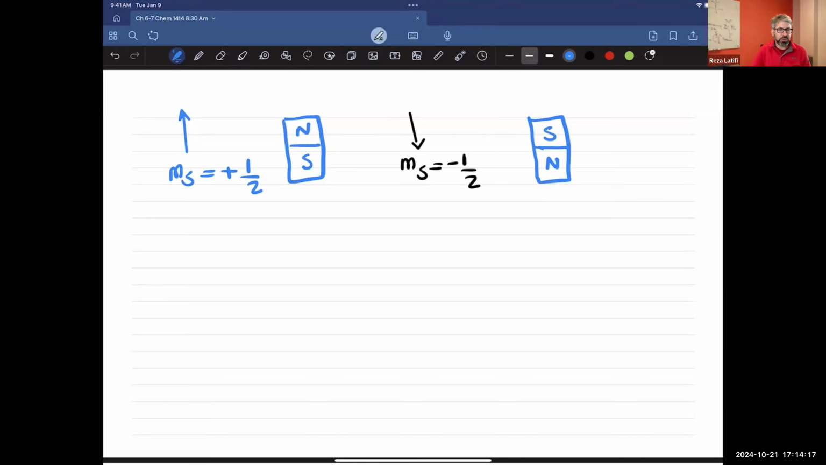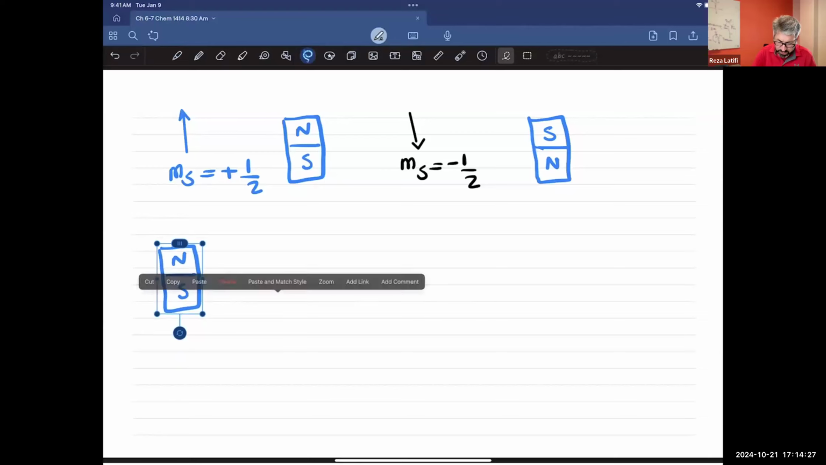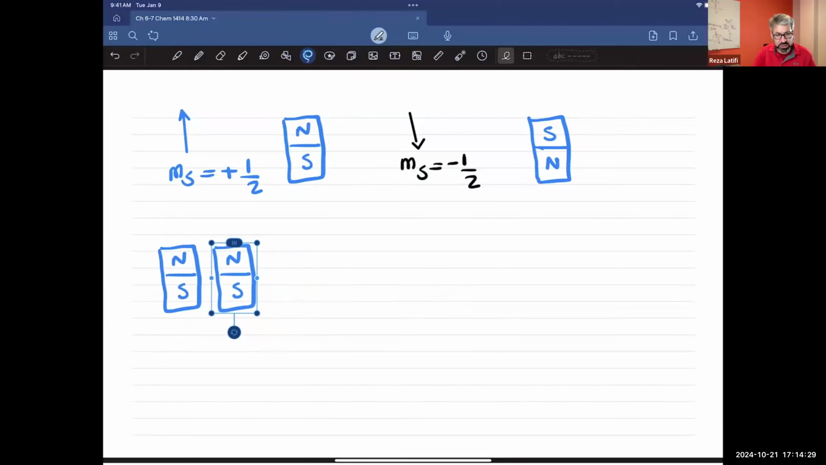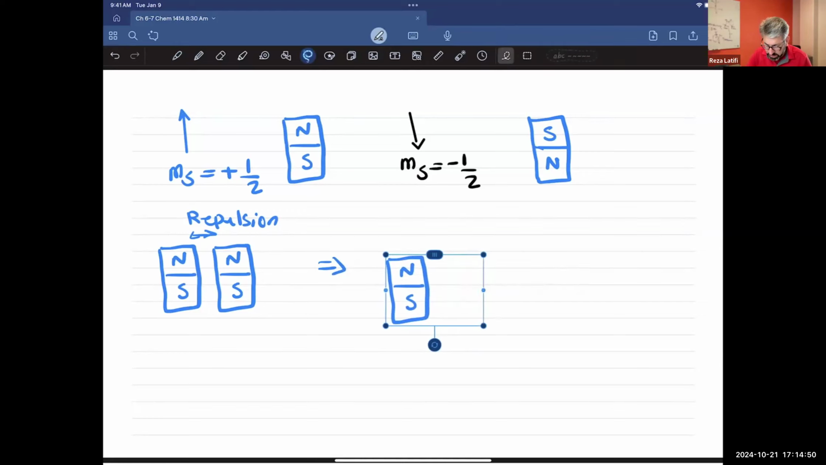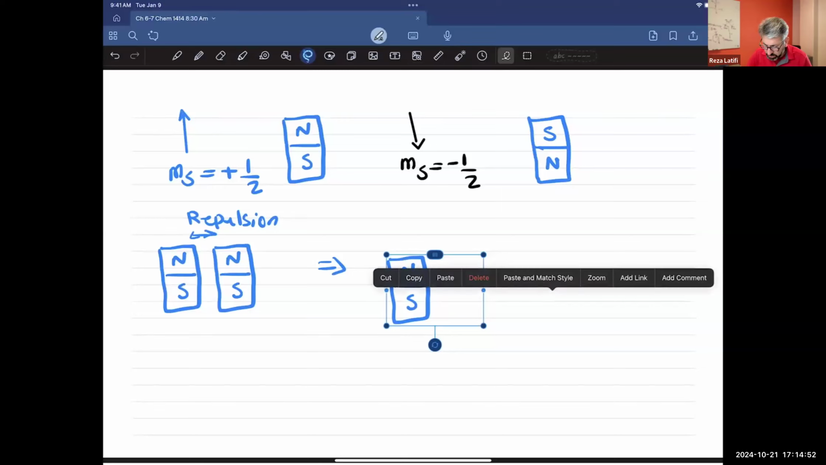Okay, so if I put two magnets close to each other, and the north is facing the north, in that case, I'm pretty sure those two electrons will repel each other. If two magnets are pointing in the same direction, north pointing up, both of them, the interaction between them is going to be repulsion. How can I get rid of that repulsion? I can just simply take the first magnet, or the second one, and flip it.